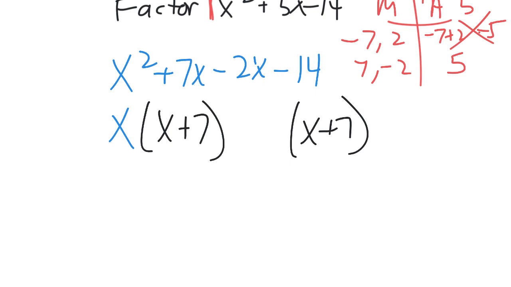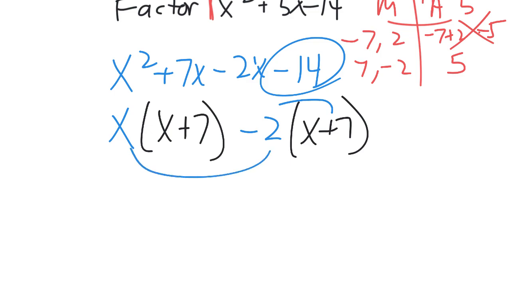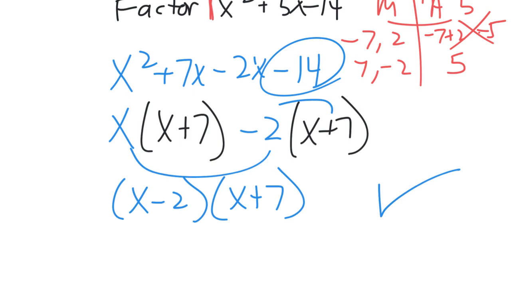And now I'm trying to figure out what I need in order to get negative 2x and negative 14. Well, in order to get negative 2x, and I have an x, I must put a negative 2 in here. And then I'm going to double check, does negative 2 times 7 give me negative 14? And it does. So that's cool. So again, I'm going to take the outside numbers, put them together in their own parentheses, and then copy what they had in common. And I'm done.